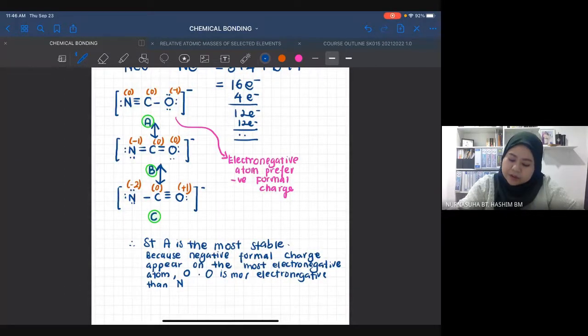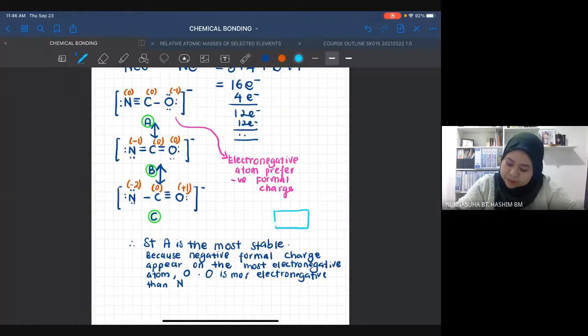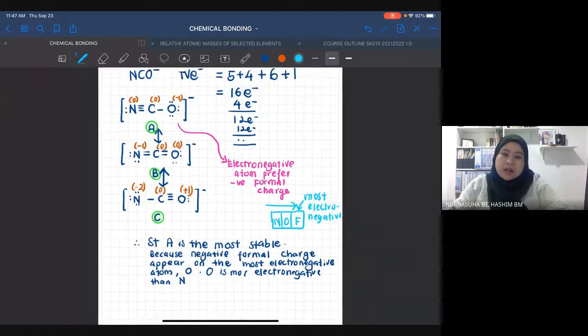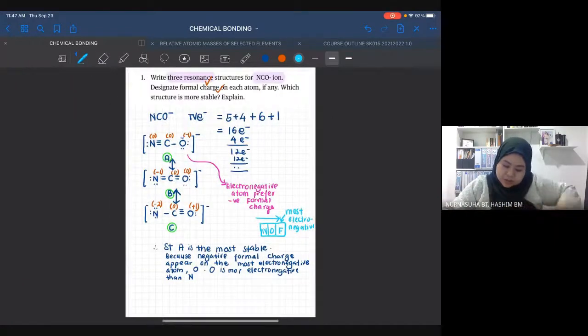That's why you must memorise what I said, FON. Remember FON. F is the most electronegative. Recall that across a period, size gets smaller and electronegativity increases. So hold on to the principles across the period. Okay, so that's how we answer the problem. Let's move on.